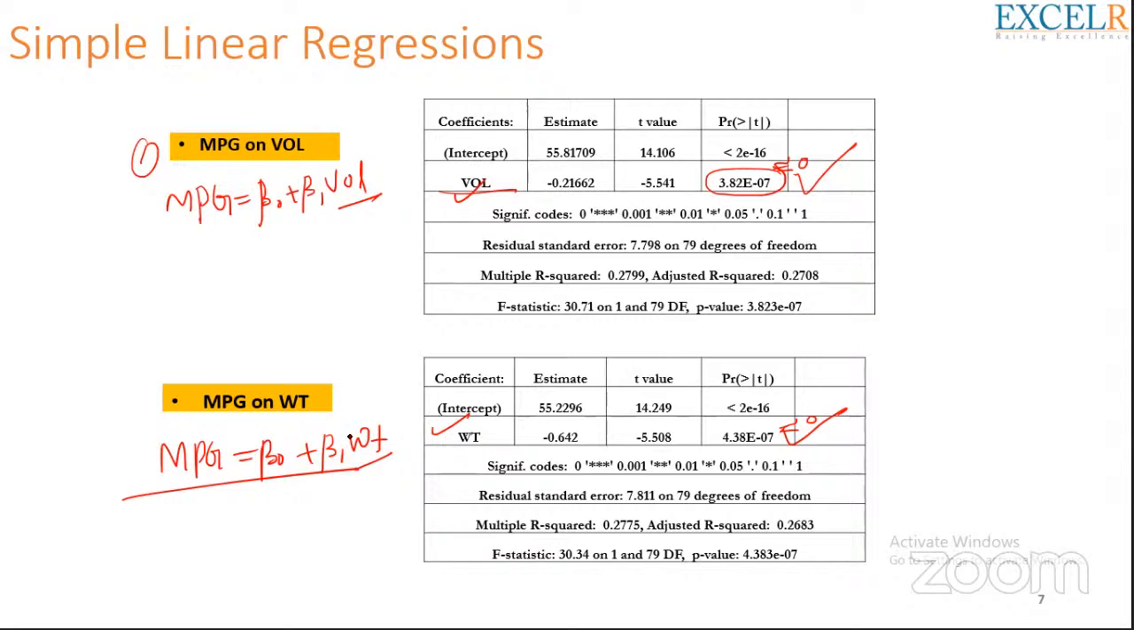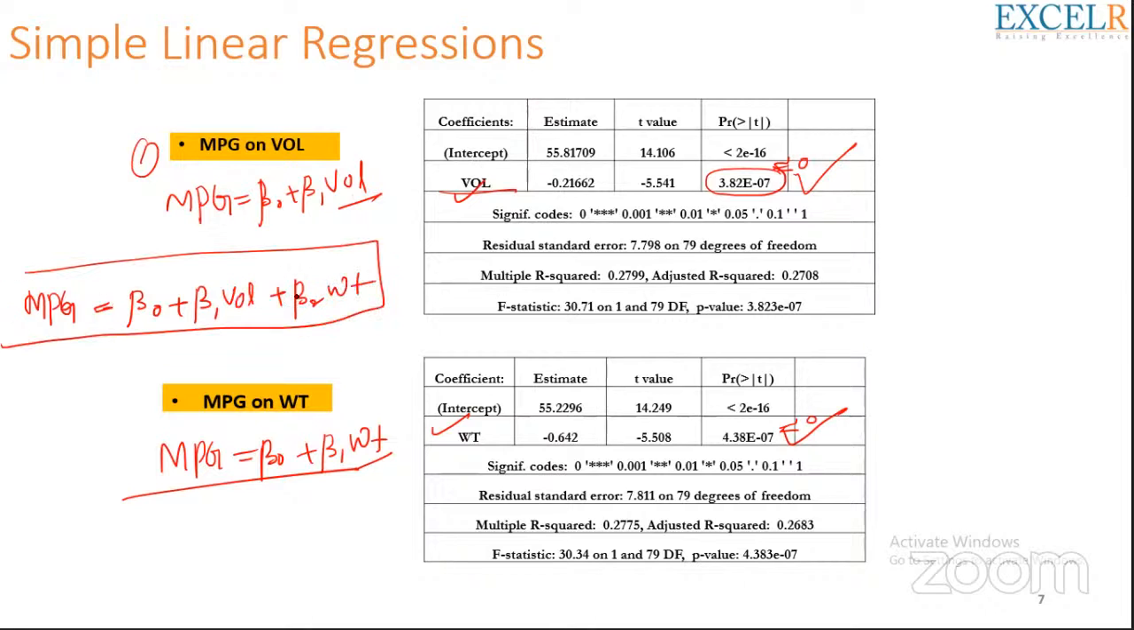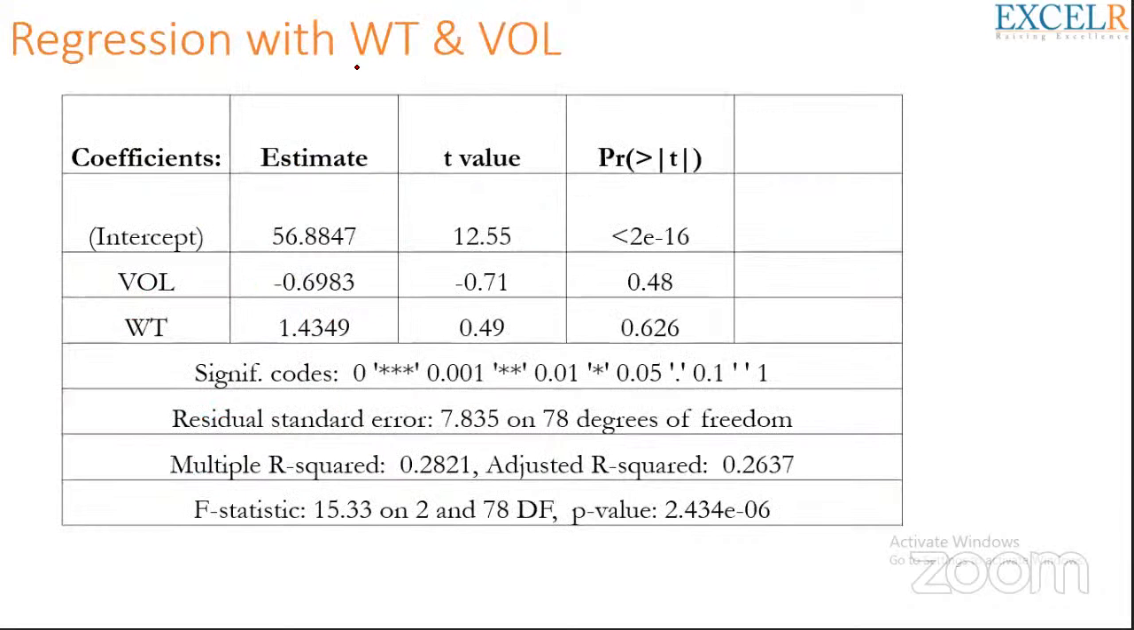Let us combine these two variables. Let us build a multiple linear regression equation: MPG equal to beta naught plus beta 1 volume plus beta 2 weight. Let us build this regression equation and see the significance levels of these two variables. Yes, this is the regression equation with weight and volume.